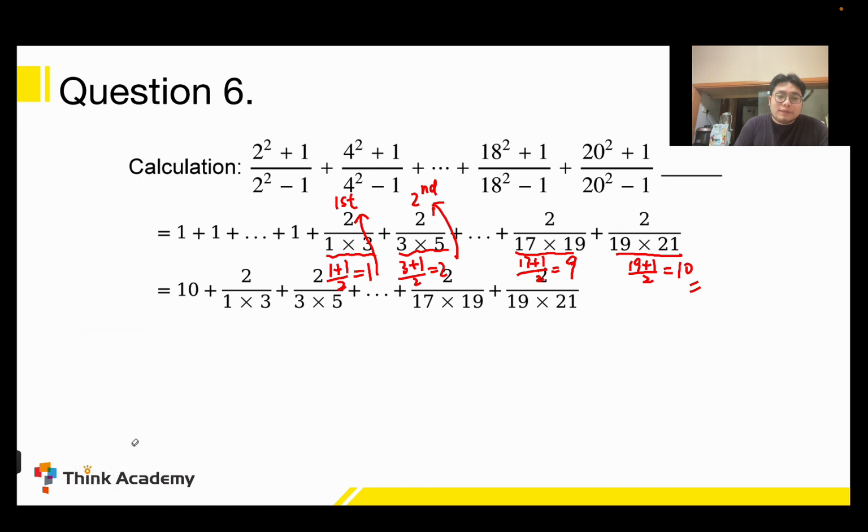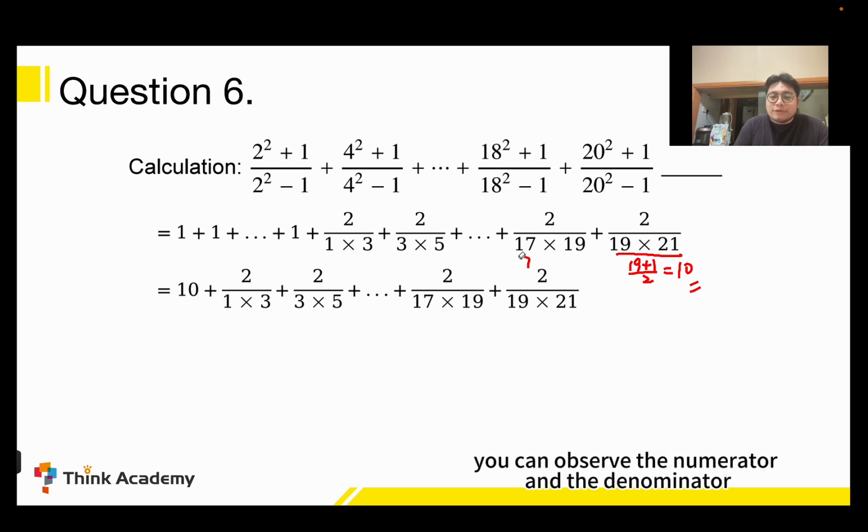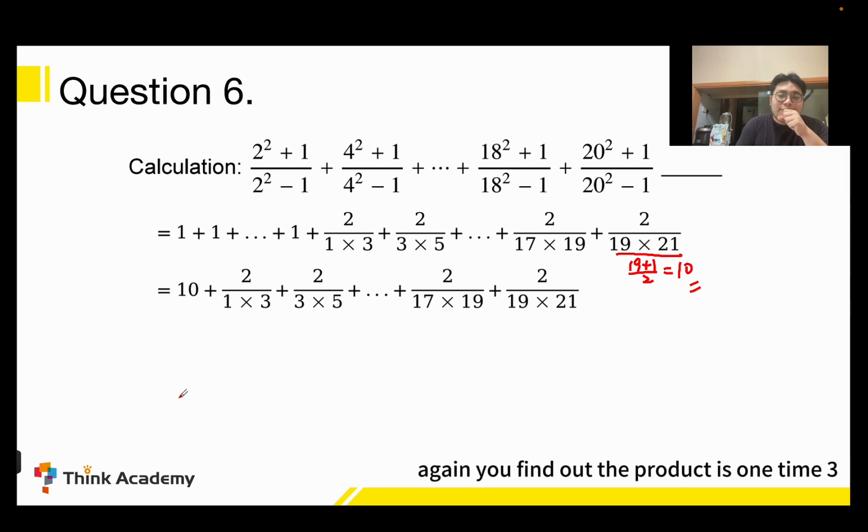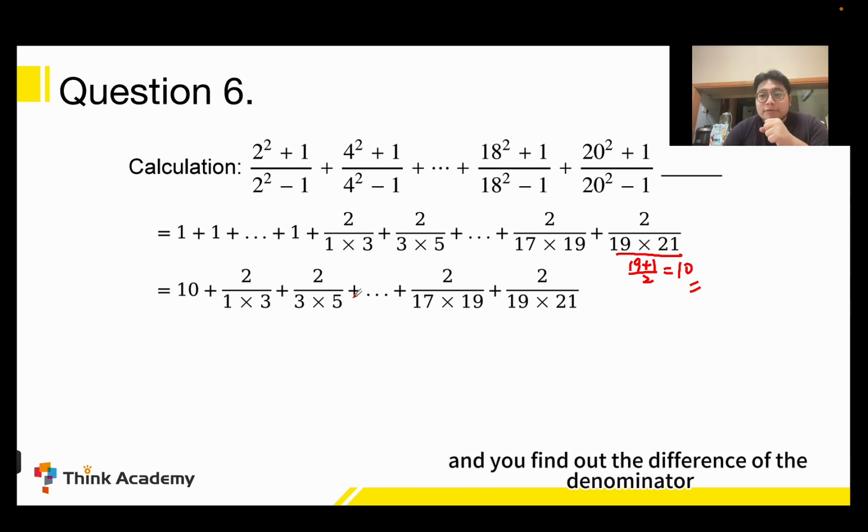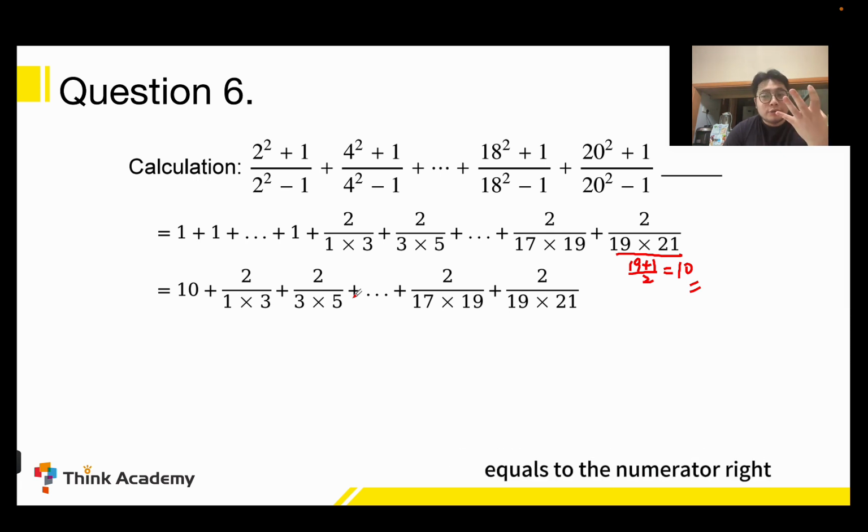So I think I can delete this one. Okay, so after that, you can observe the numerator and the denominator again. You find out the product is 1 times 3, 3 times 5. And you find out the difference of the denominator. The difference of the two numbers in the denominator is just equal to the numerator, right?